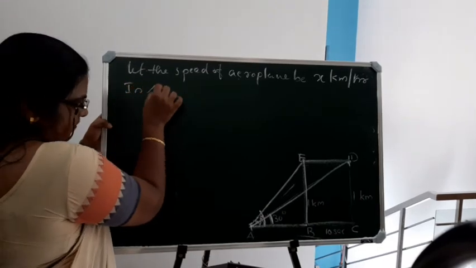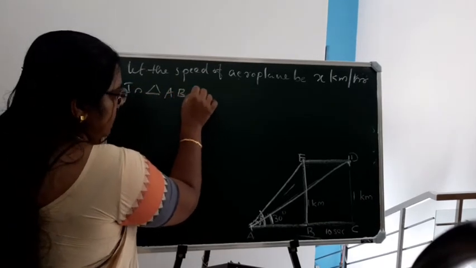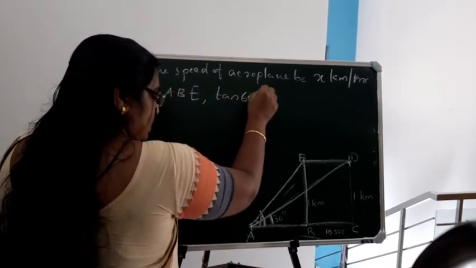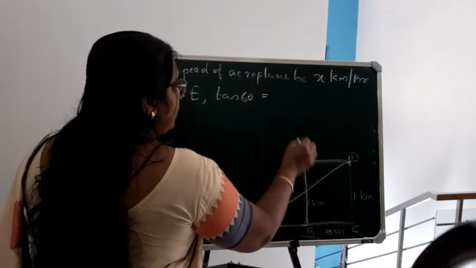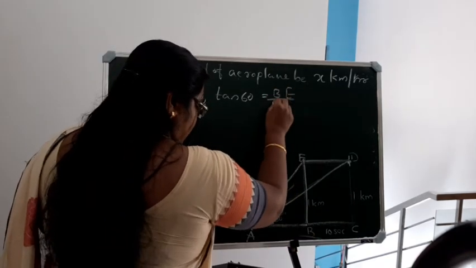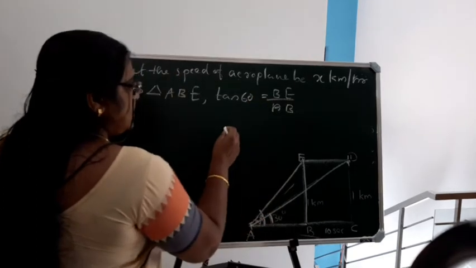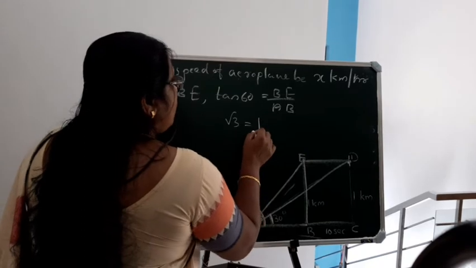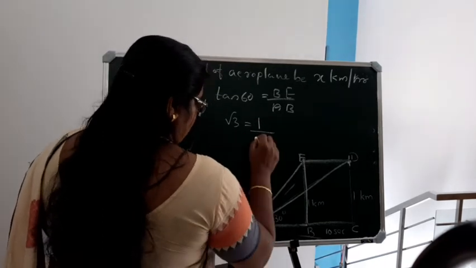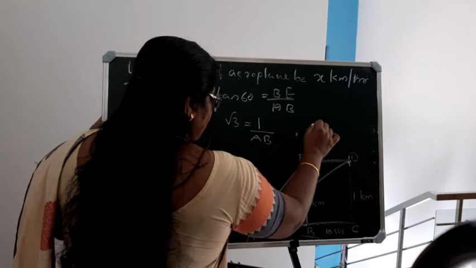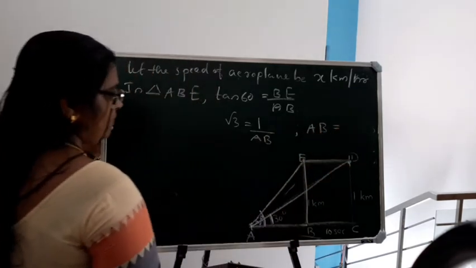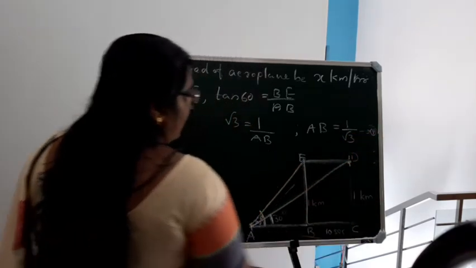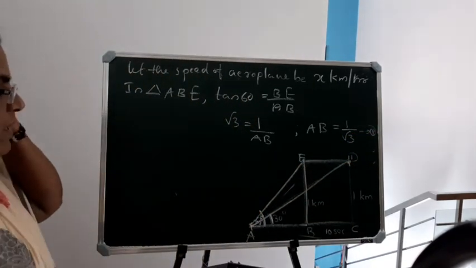In triangle ABE, tan 60 is equal to BE by AB. Tan 60 is root 3. So root 3 is equal to BE, which is 1 kilometer, divided by AB. From this we can write AB is equal to 1 by root 3. This is number 1. We got AB equal to 1 by root 3.